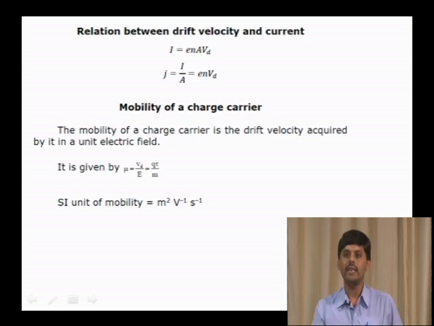So next we will pass on to the mobility of the charge carriers. Mobility of the charge carriers is the drift velocity acquired per unit electric field, that is, mu is equal to Vd divided by E. In different forms we can write mobility also. The SI unit of mobility is meter square per volt per second.